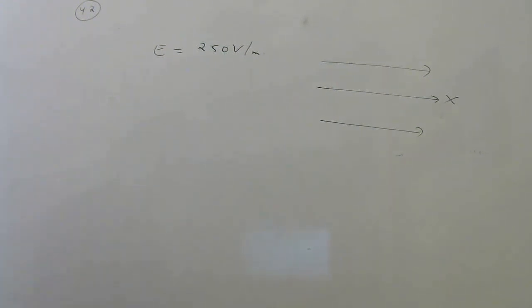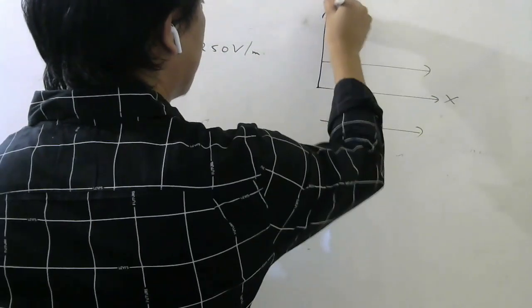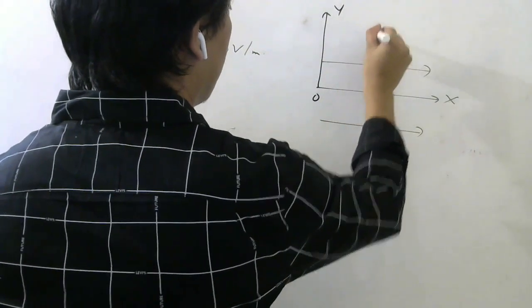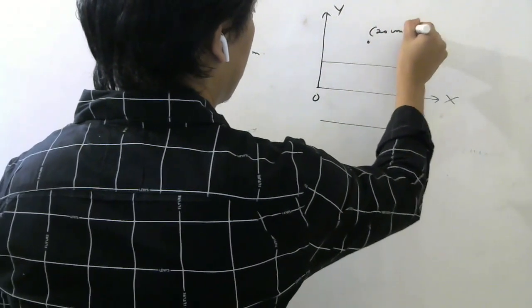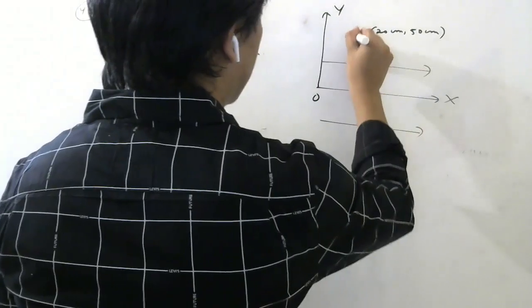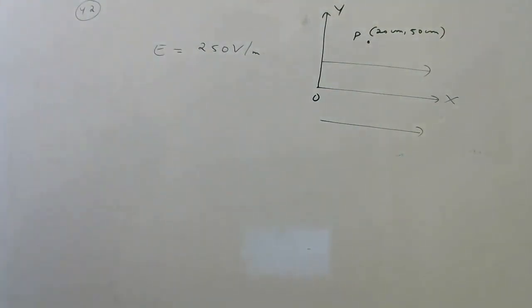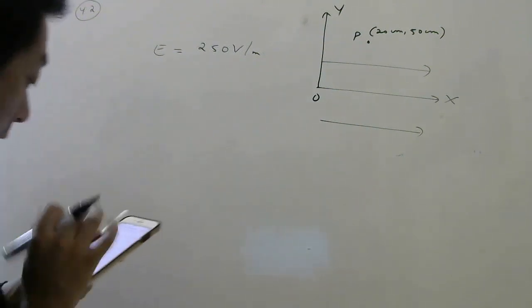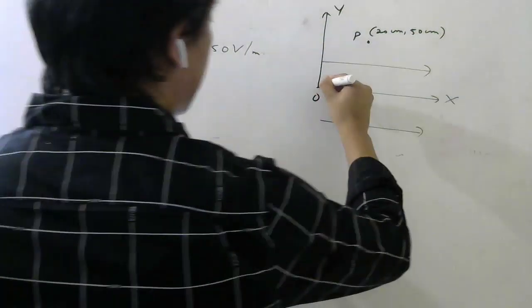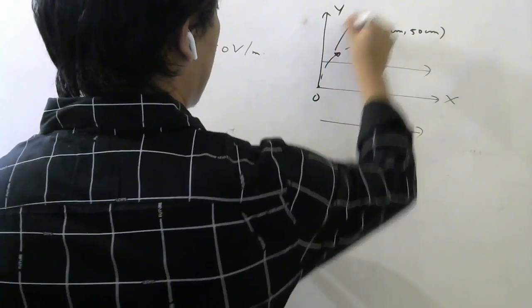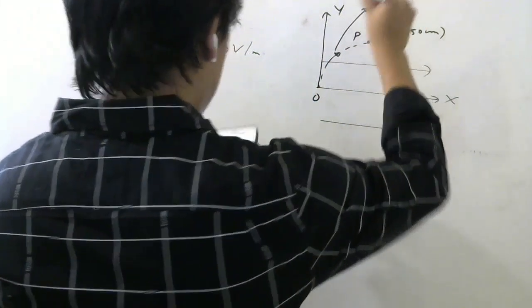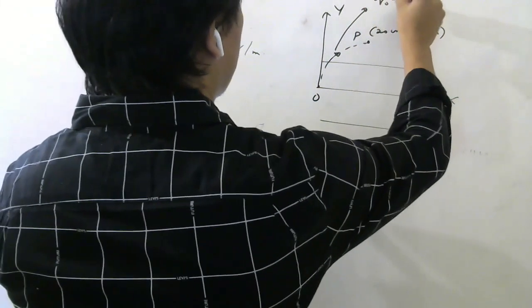So let us say this is my origin, this is y-axis. So somewhere here they have taken 20 centimeter, 50 centimeter. Let us call this point P. This is 20, this is 50. Okay, x coordinate and y coordinate. So they are moving some charge this way. And the charge which they are moving, Q naught, they are saying it is plus 12 microcoulomb.